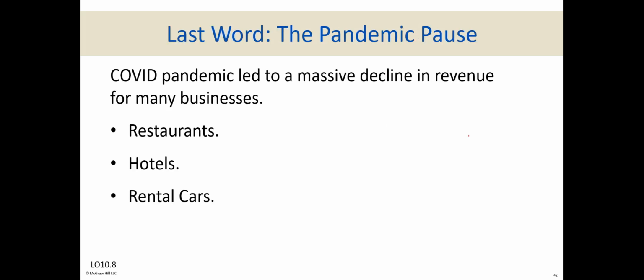And here, let's briefly talk about the pandemic pause. The COVID-19 pandemic led to a decline in revenues for many industries like restaurants, hotels, and rental car companies. Some businesses shut down temporarily because they couldn't cover their costs, while others adapted by cutting down on costs, like hotels reducing staff or rental car companies selling off cars.